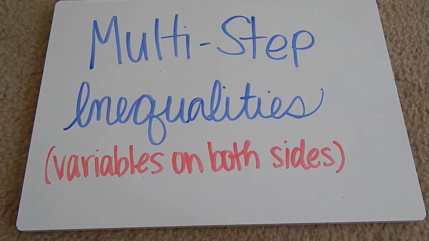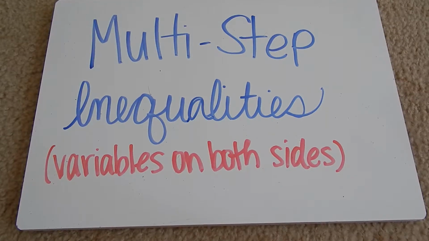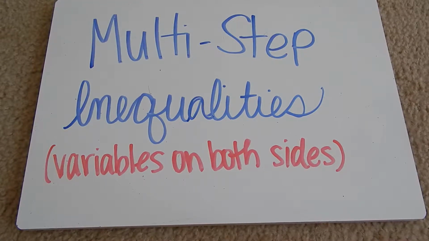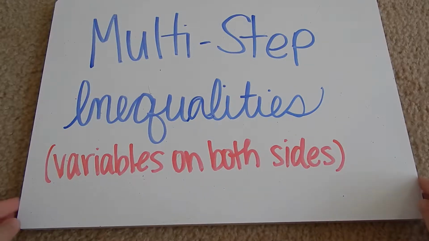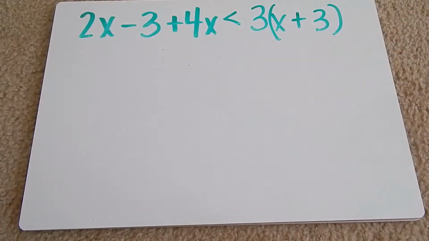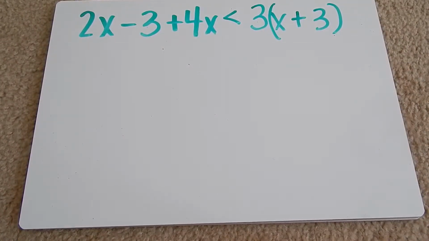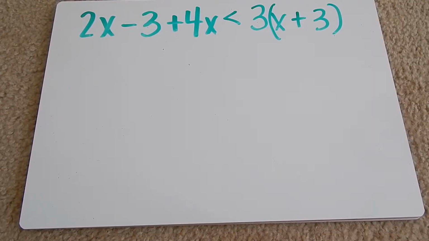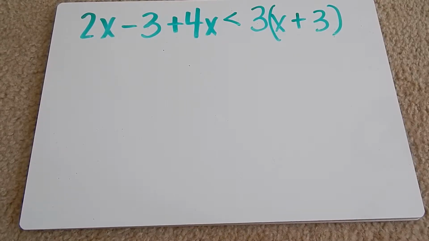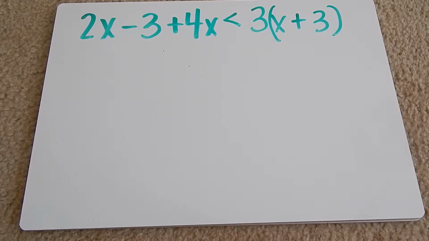Today's lesson is over solving multi-step inequalities with variables on both sides. These problems are very similar to solving multi-step equations with variables on both sides. All of the process is exactly the same, it's just the symbol that's different.